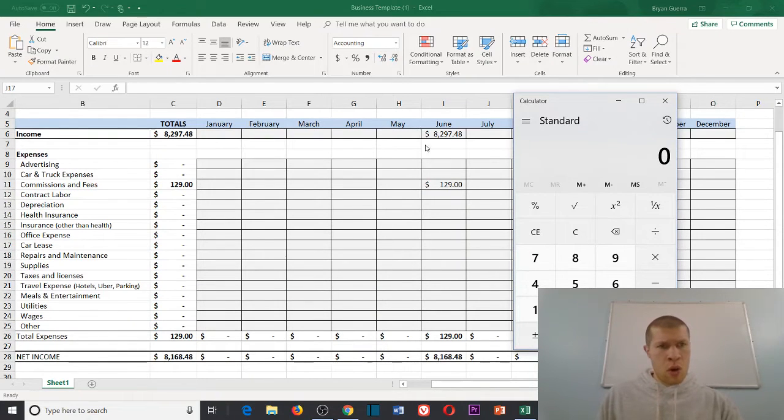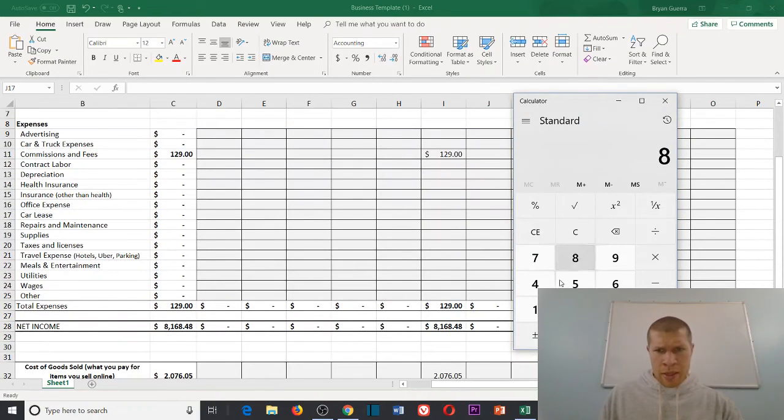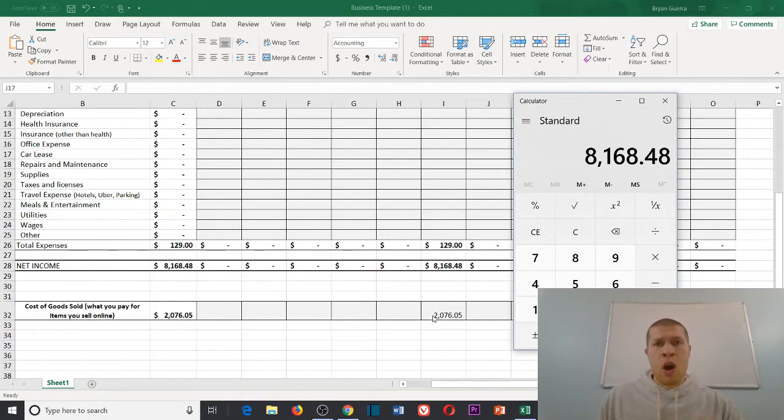So total overall income was $8,168.48. And then the cost of goods was $2,700. Whoa, messed that up. So $8,168.48. And then if we take the cost of goods subtracting that, it's $2,076.05. Which means my take-home, not my take-home profit, but my actual profit overall after the cost of goods that I spent money on and the actual income and the write-offs is $6,092.43.